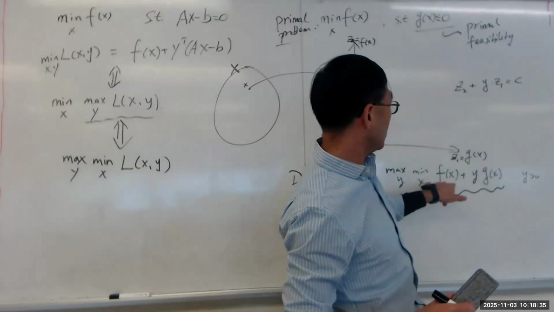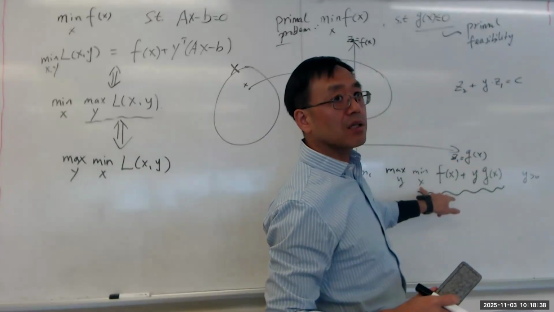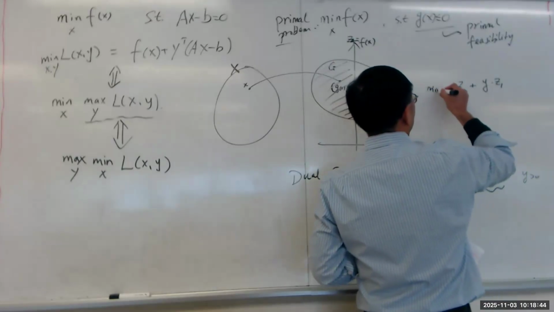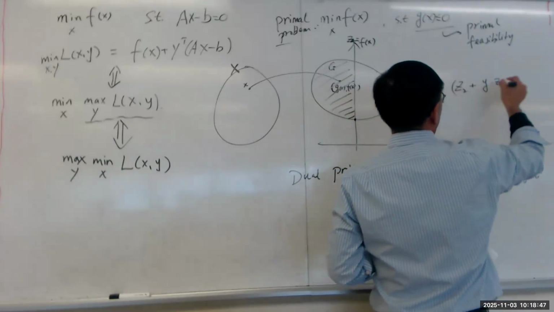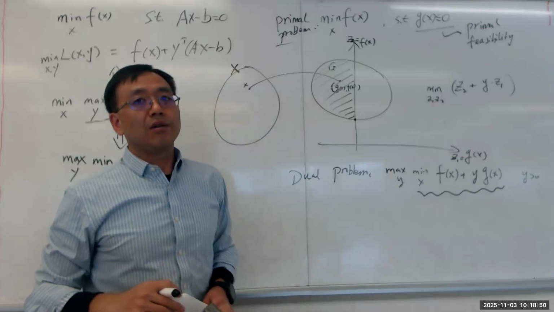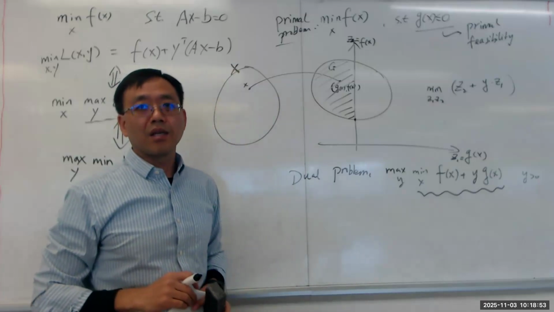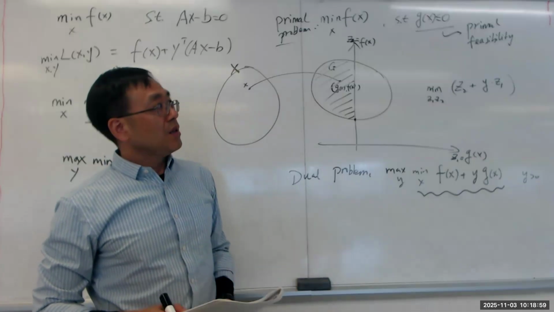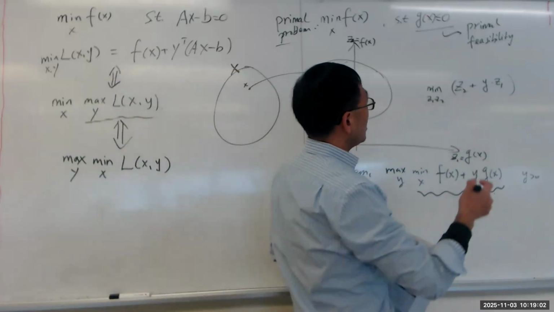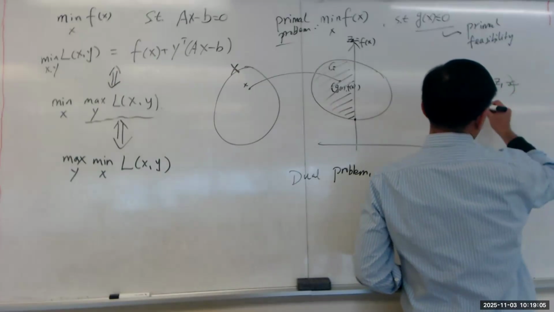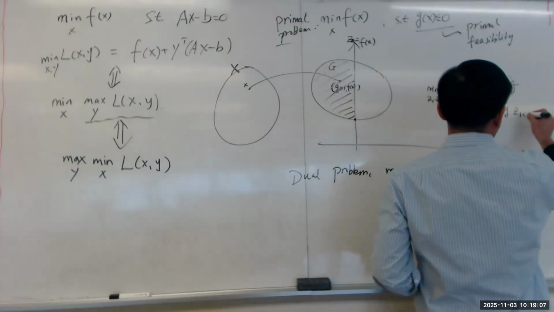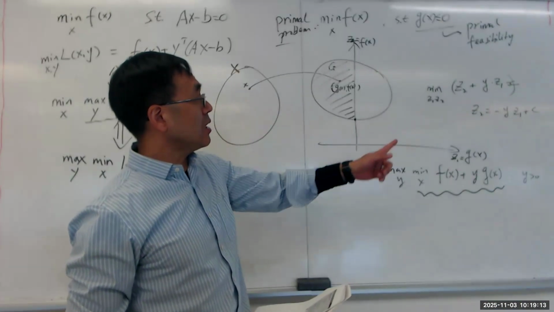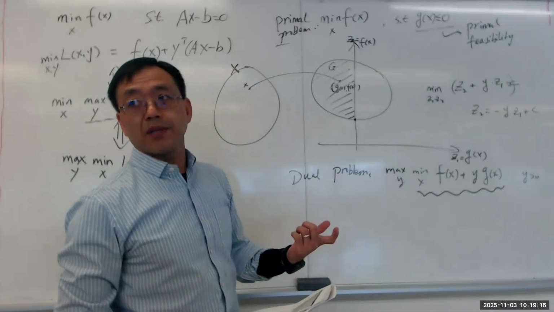Because we try to minimize over x, and f(x) and g(x) are defined by x, we want to minimize z1 and z2 for this function. If it is equal to some constant c, that's basically z2 equal to negative y times z1 plus c. Here c essentially is the intercept.